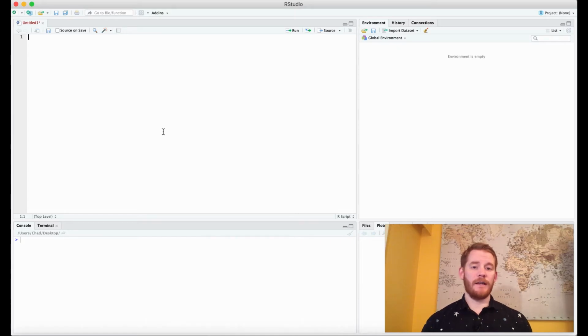My name is Shai Williams, and today we're going to talk about an independent samples factorial ANOVA. Specifically, we're going to do a 2x2 ANOVA, so we're going to have 4 different groups.